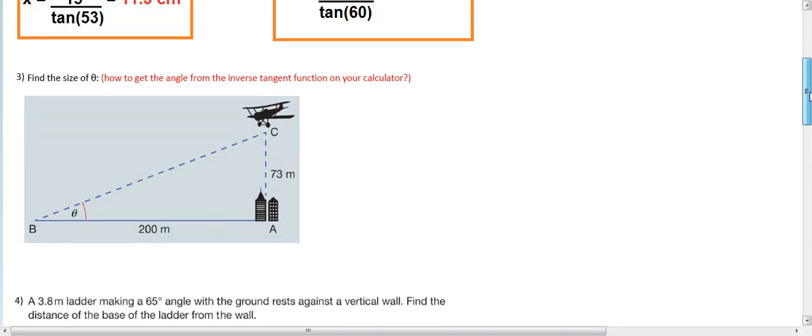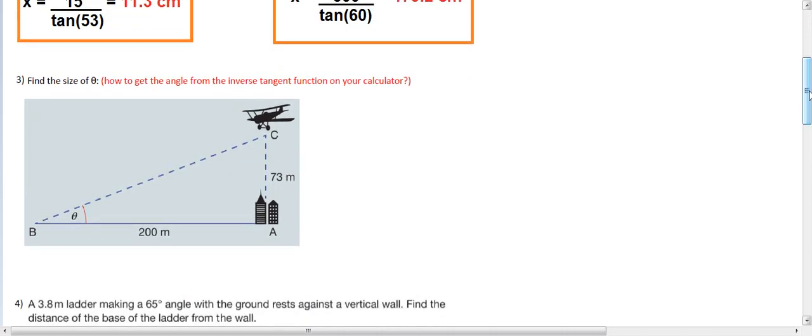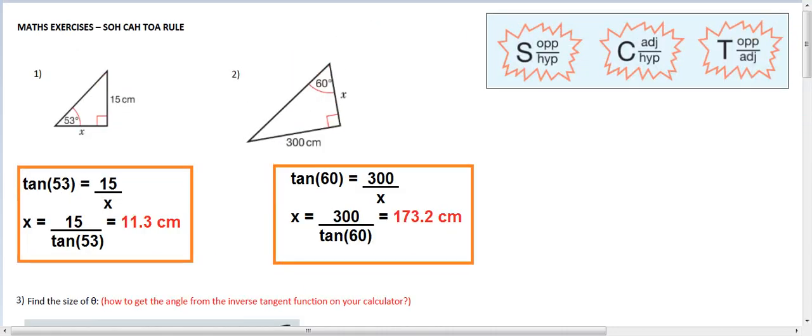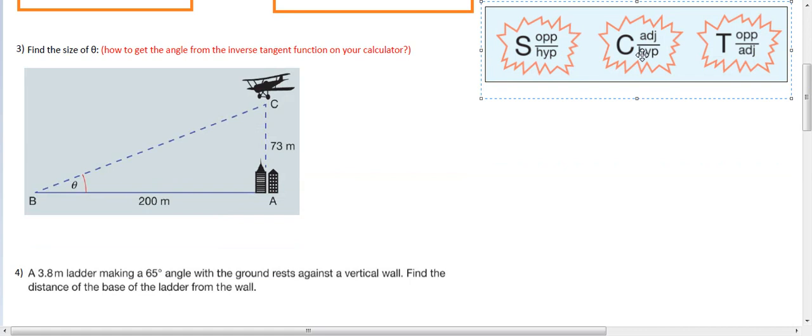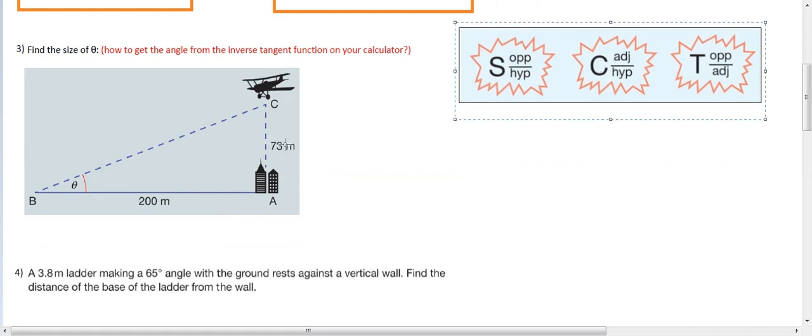All right, let's go for this one. Number 3. I'm going to carry with me the rules. Now we have two sides, and we need to find an angle. So here the problem is different. We need to find an angle.